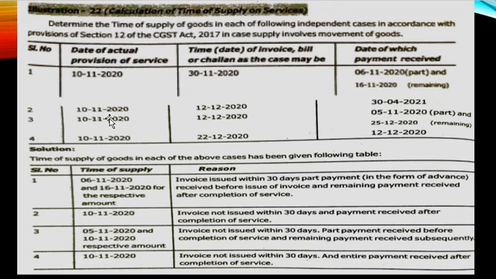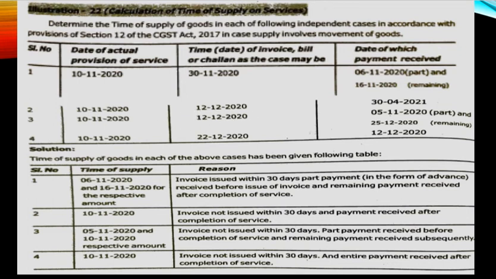So next, the date of actual provision of the service rendered is 10th November 2020. The invoice date is 12th December 2020. Then the date of payment which was made is 30th April 2021. So in this situation, the invoice is not issued within 30 days. It is across 30 days. Because the service was provided on 10th November and the invoice was given on 12th December, it has crossed 30 days.